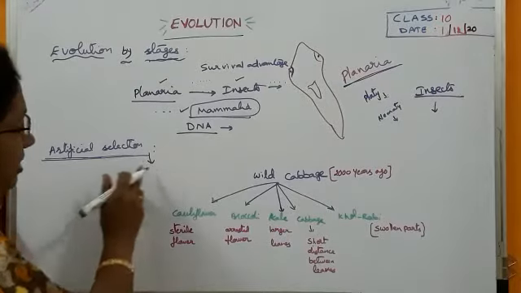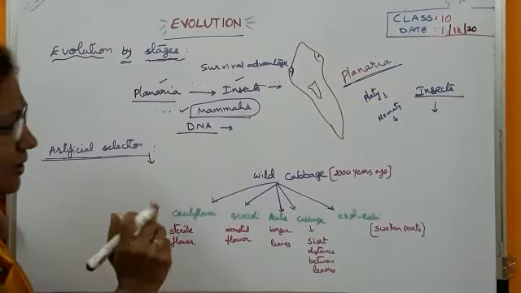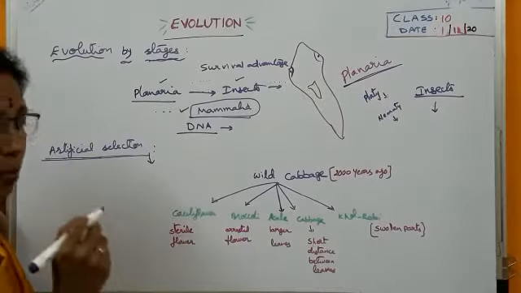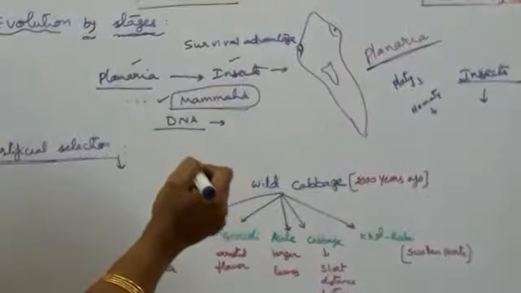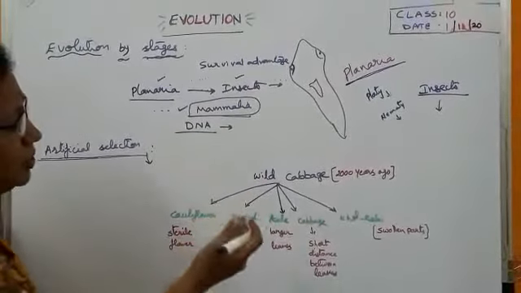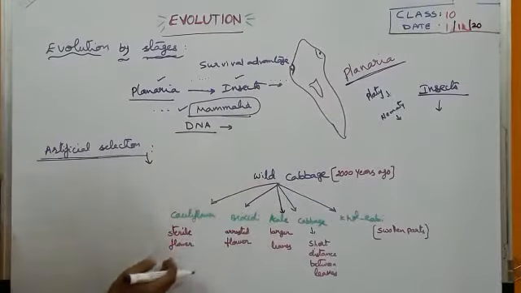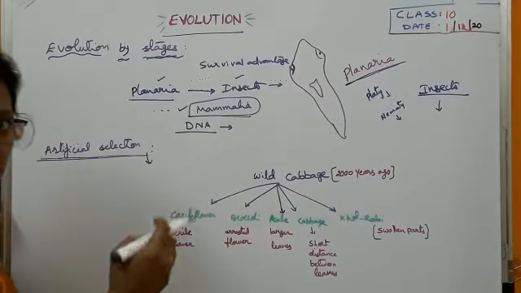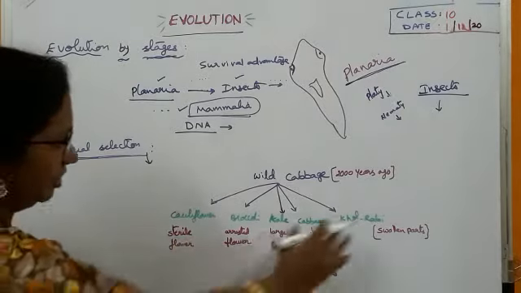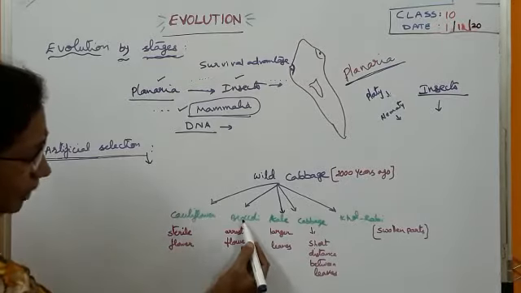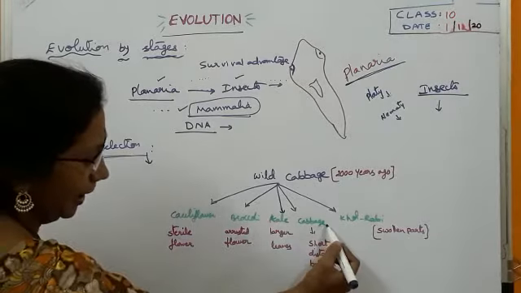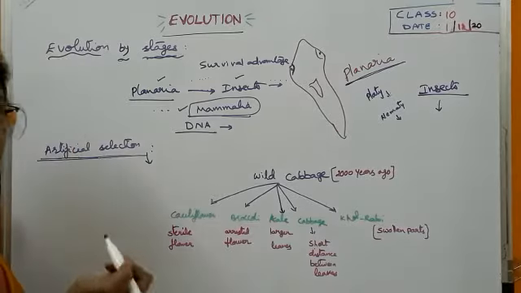Now the best example of artificial selection is given in the textbook: wild cabbage. About 2000 years ago, the wild cabbage developed in the forest. This wild cabbage slowly started being developed for man's own benefit in different ways. What are the different ways? Cauliflower, broccoli, kale, cabbage and kohlrabi. Kohlrabi means knol kohl.